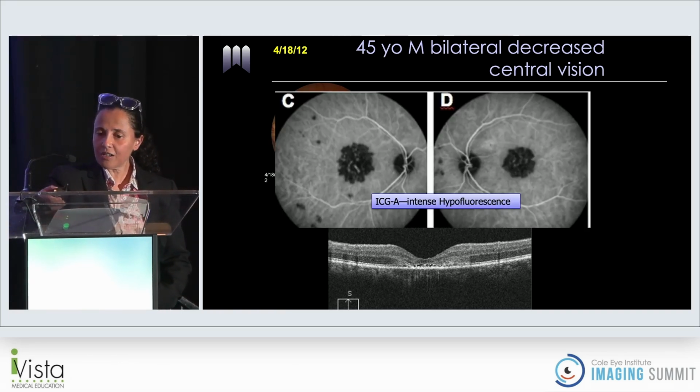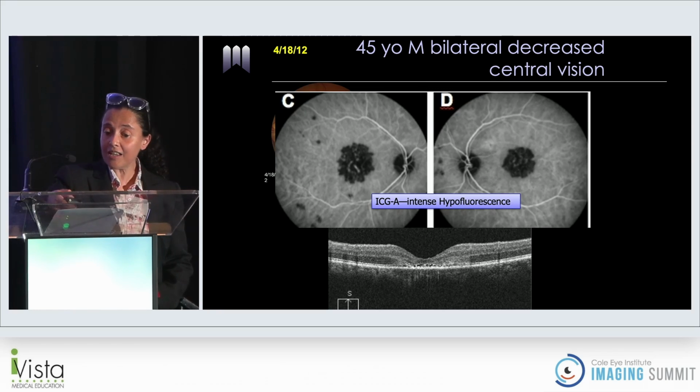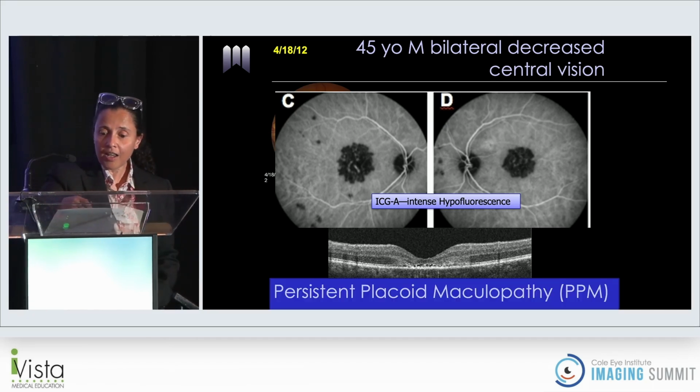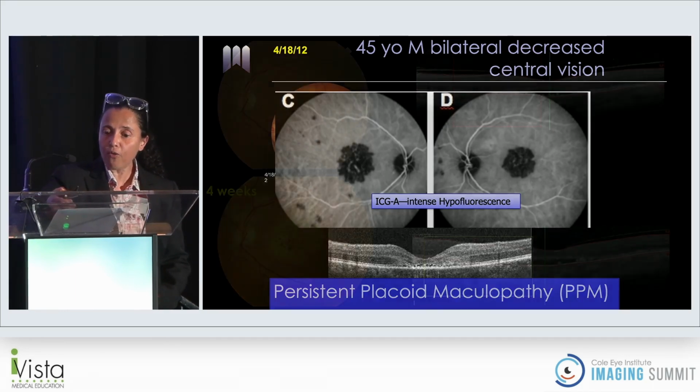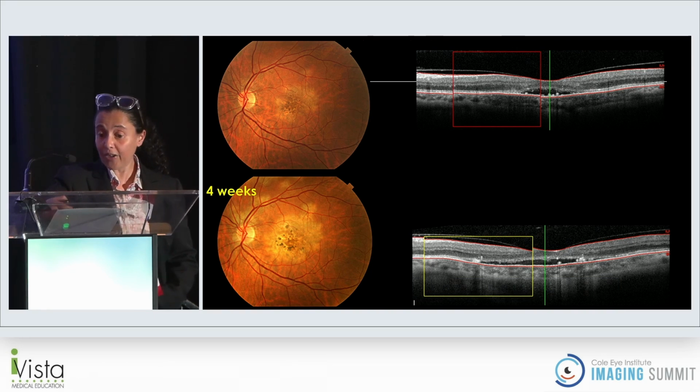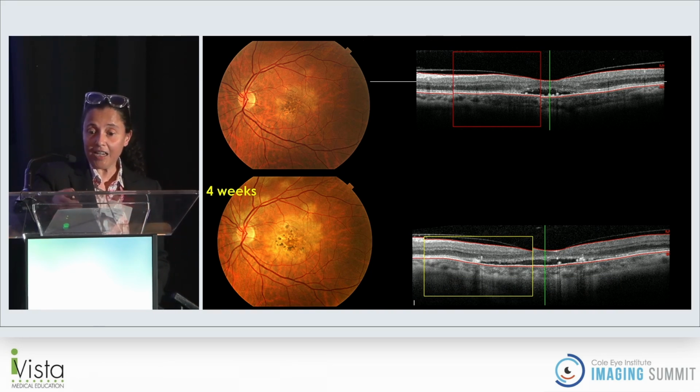And then when I was there in 2012, we got a series of them, basically intense hypofluorescence on ICG, bilateral symmetric white lesions in the macula acutely, and sometimes they present even with CNV in that white lesion. And he named this persistent placoid maculopathy because the hypofluorescence lasts for a very long time. So from that case, I learned something.